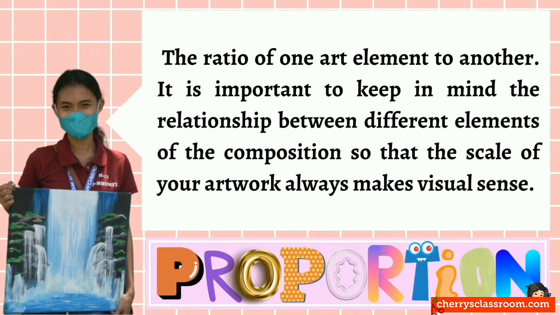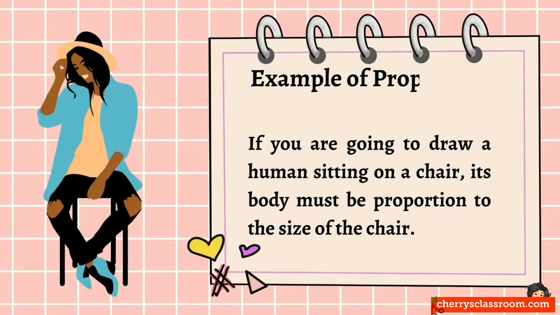Another principle of design is proportion, the ratio of one art element to another. It is important to keep in mind the relationship between different elements of the composition so that the scale of your artwork always makes visual sense. Best example of proportion is if you are going to draw a human sitting on a chair, its body must be proportioned to the size of the chair.